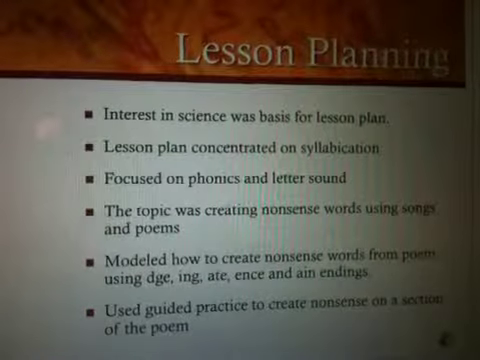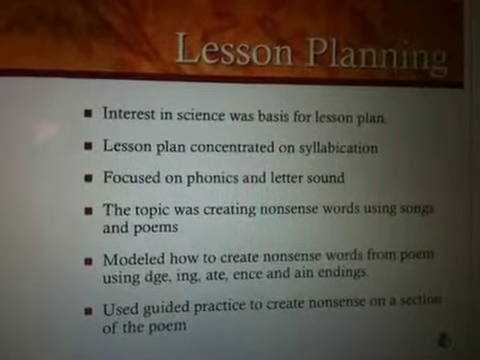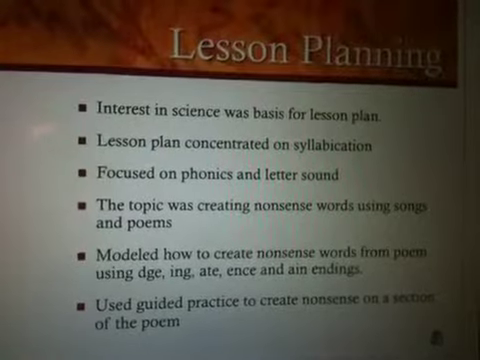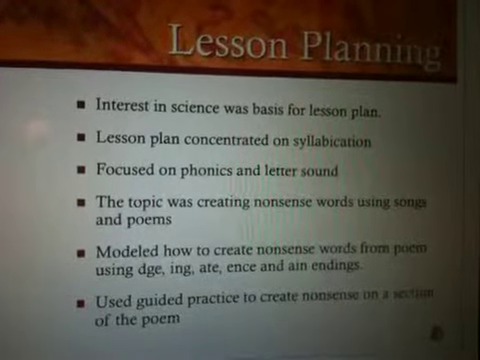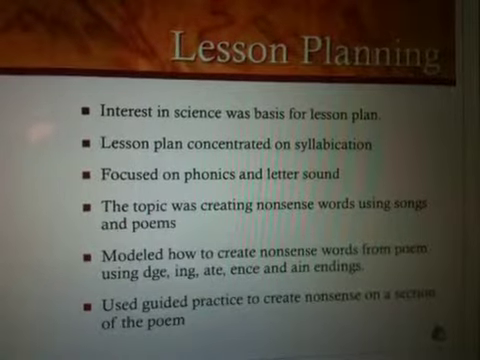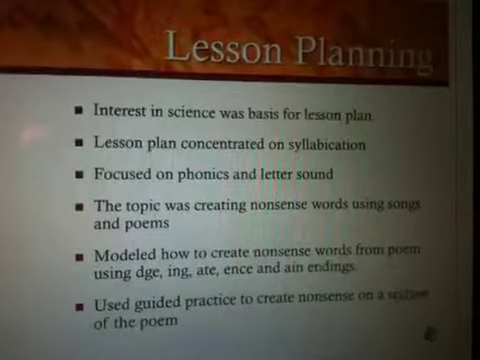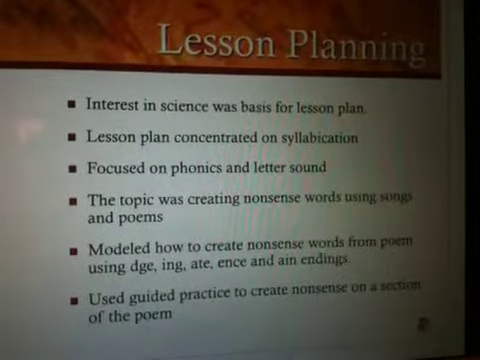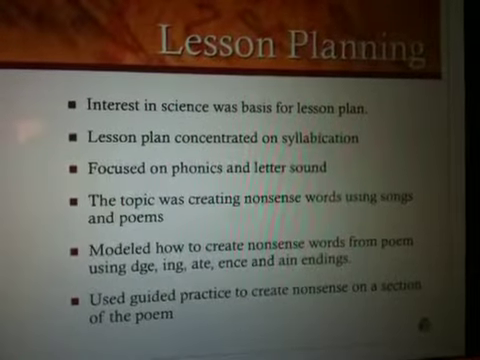The lesson plan was based on the fact that Aiden really liked science and he wanted to be a scientist when he grew up. The lesson mainly concentrated on syllabication with focus on phonics and letter sounds. The topic for the lesson was creating nonsense words using songs and poems.